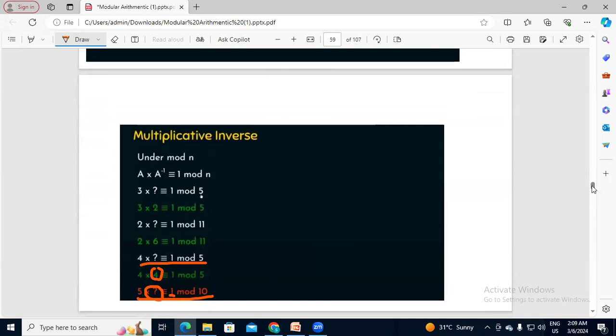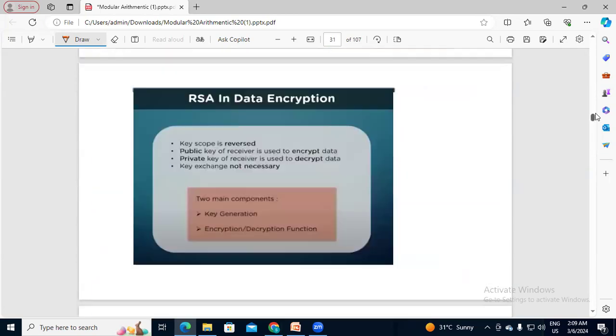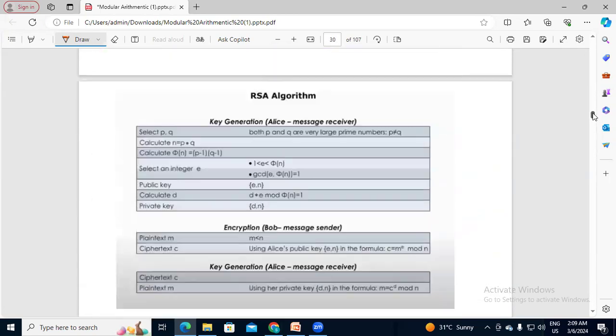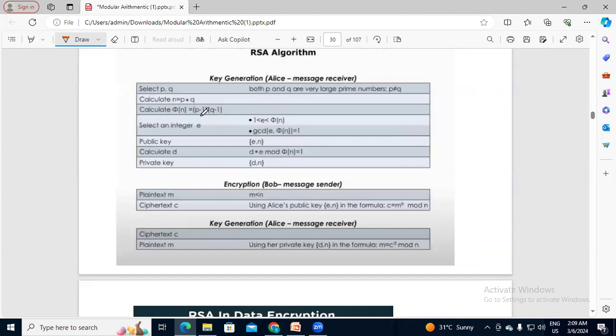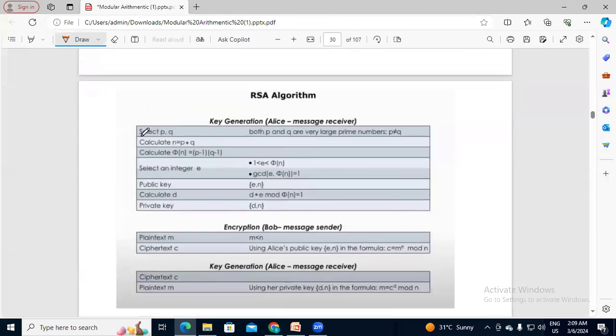And so now we will go to RSA, right? The RSA algorithm. In RSA, it starts with the selection of P and Q. So I'll discuss RSA in the next video.